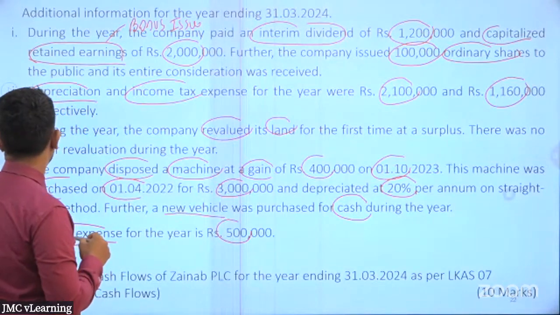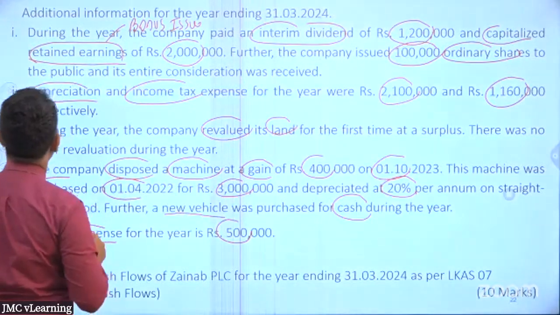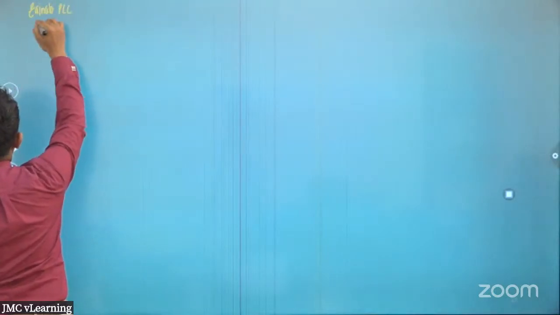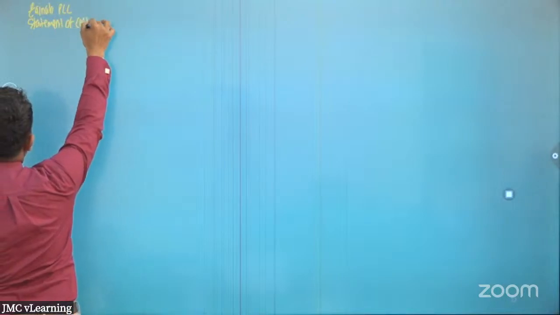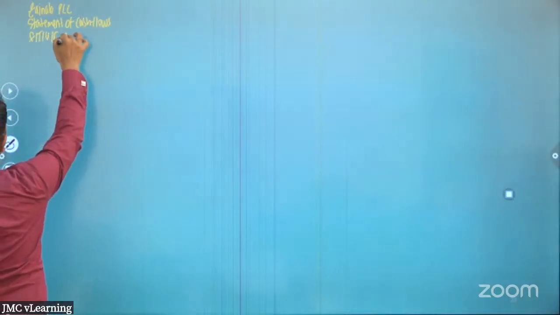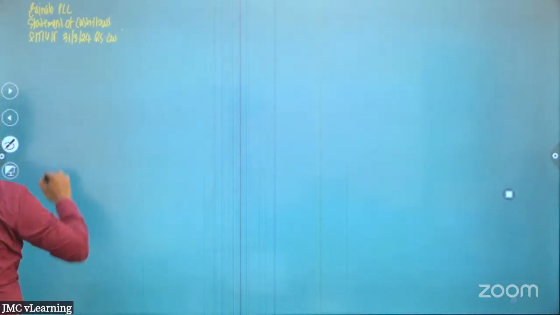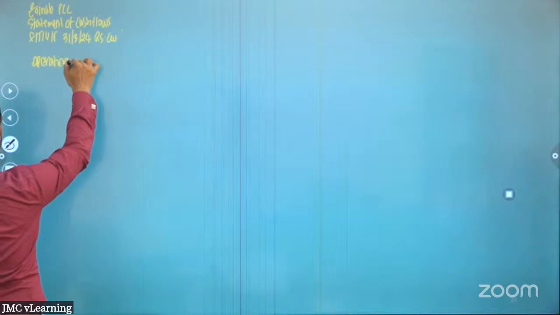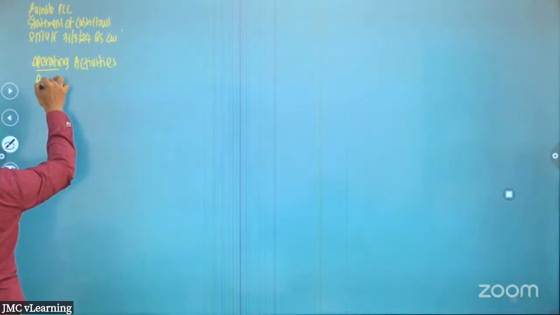Okay, so let me draft the format of the cash flow statement. This is Zainab PLC. Statement of cash flows for the year ended 31st of March 2024, rupees in thousands. So you start with the operating activities. Start with the profit before tax.